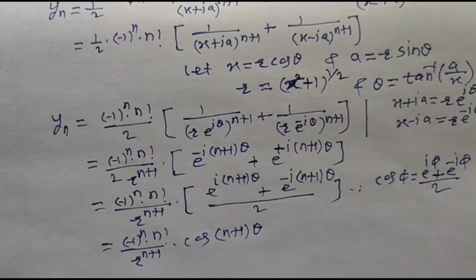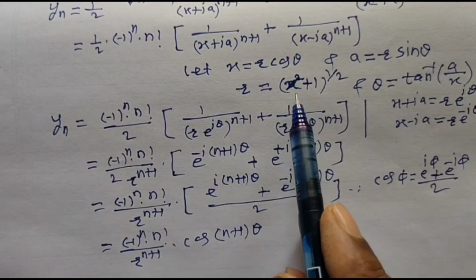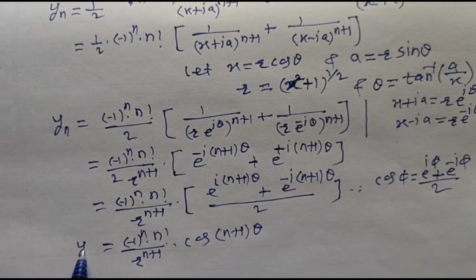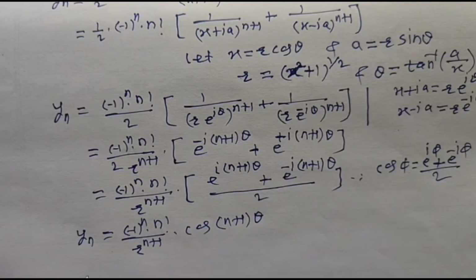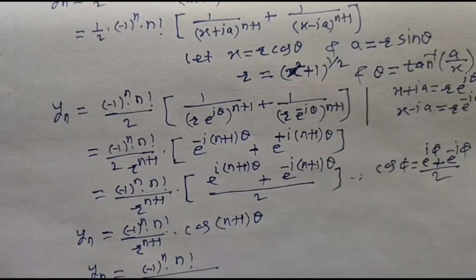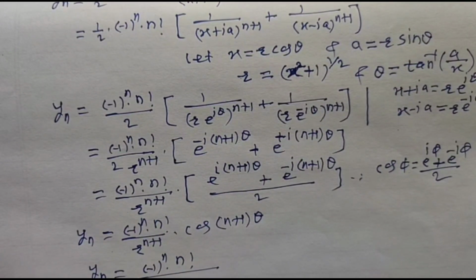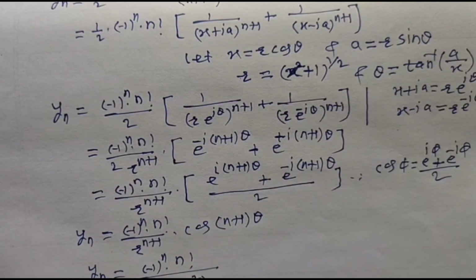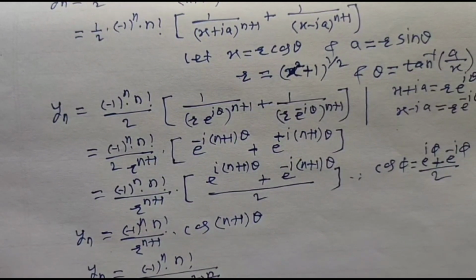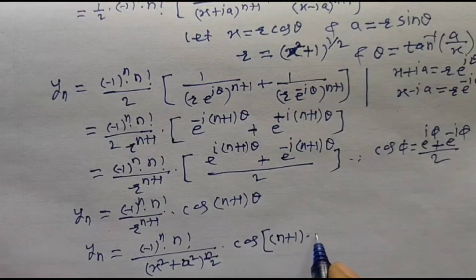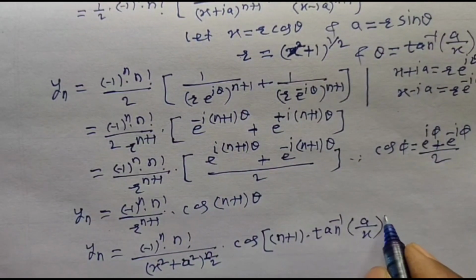Now you can substitute r is equal to square root of x square plus a square and theta is equal to tan inverse a upon x in this formula. This is yn. Means yn is equal to minus 1 to the power n factorial divided by r, that is (x square plus a square) to the power half, its power n, that is nothing but (x square plus a square) to the power n upon 2, cosine function of n plus 1 times tan inverse a upon x.